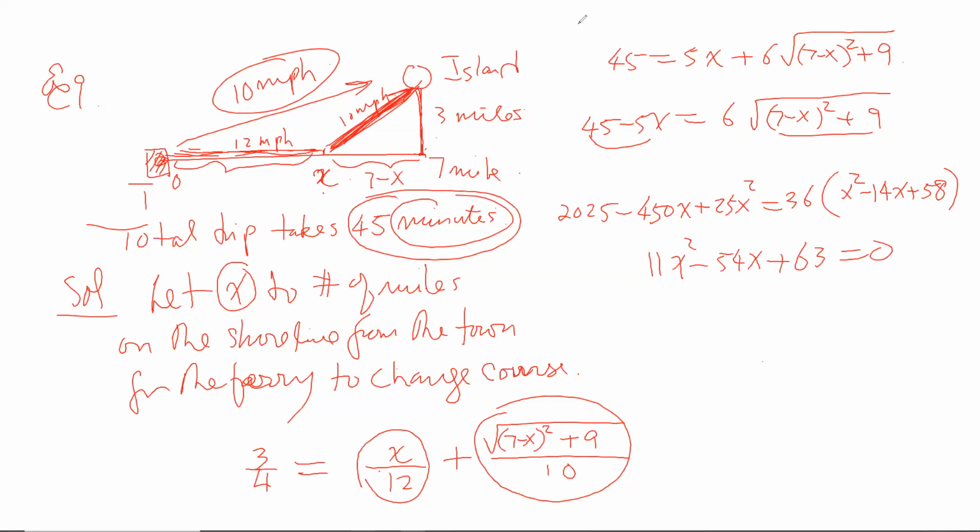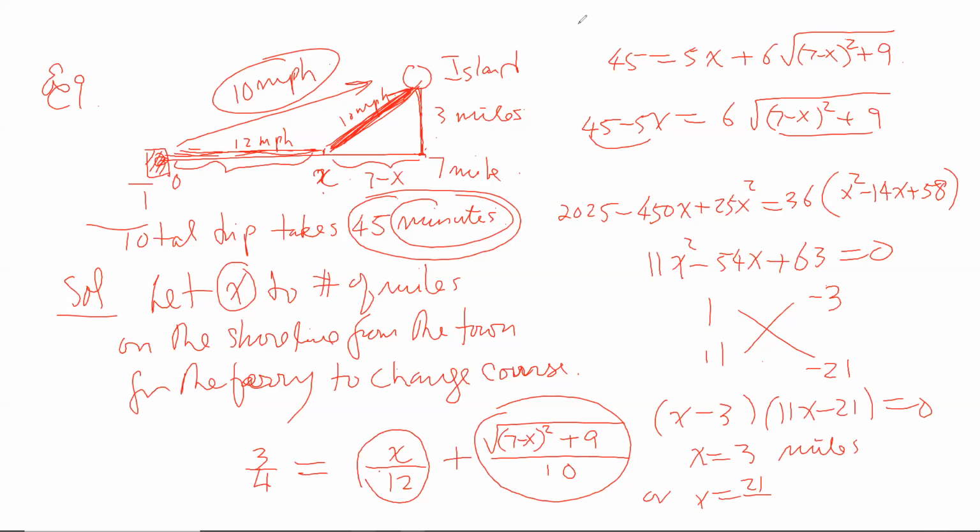Hello? Can you hear me? I think we can factor the expression. Right, you can. So this time you get an 11 there, right? 63 is 3 times 21, yes. So maybe we do 3 here and we do 21 there, yes? So adding up to 54. So you get x minus 3, 11x minus 21 equal to 0. So you get x equal to 3, or x equal to 21 over 11.